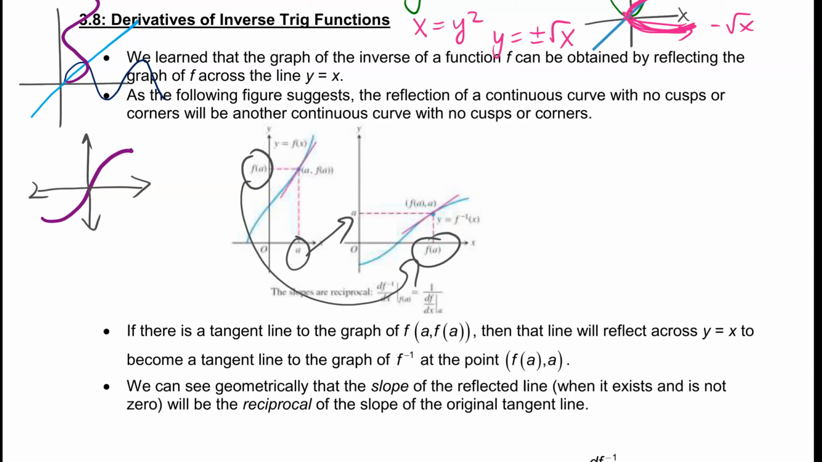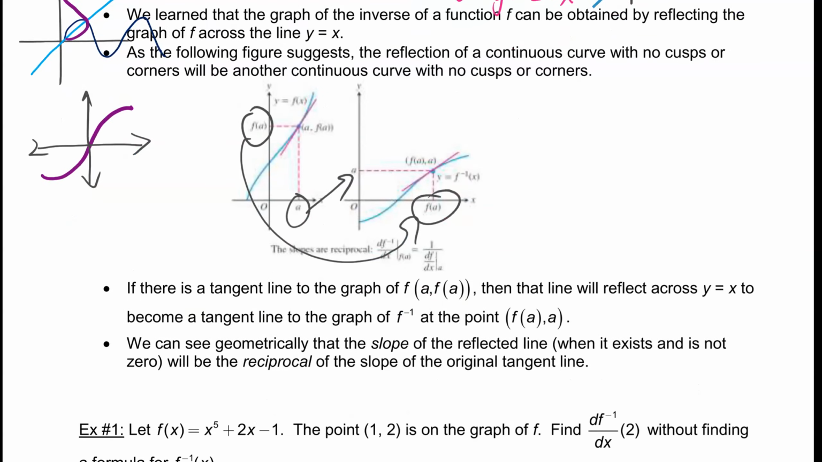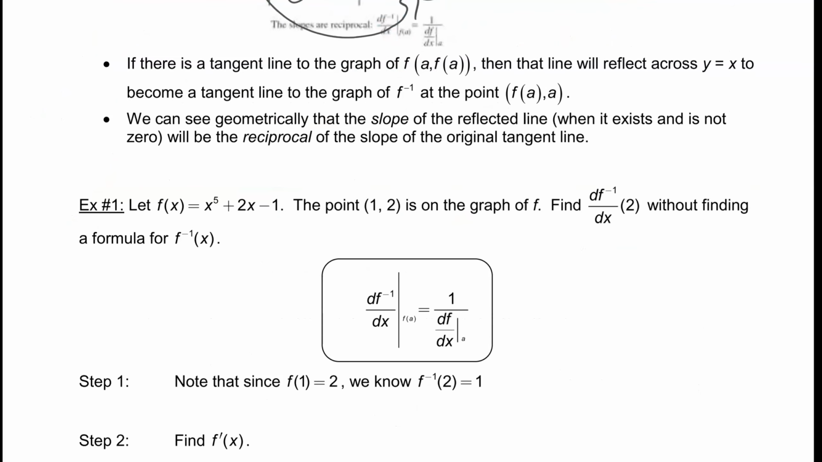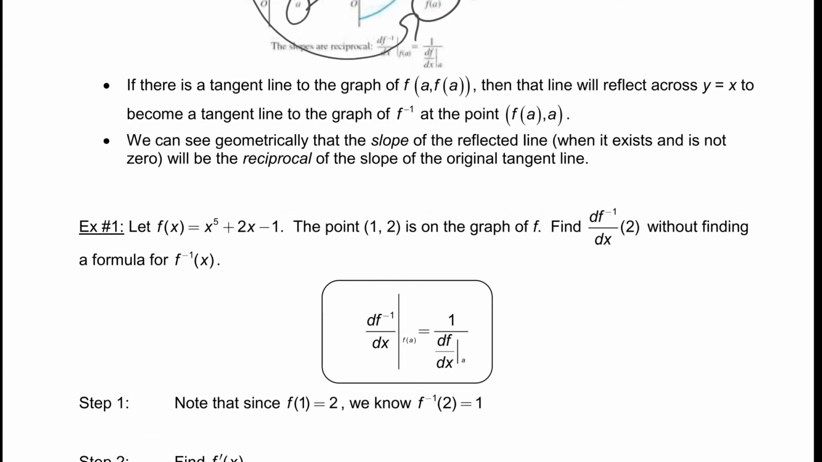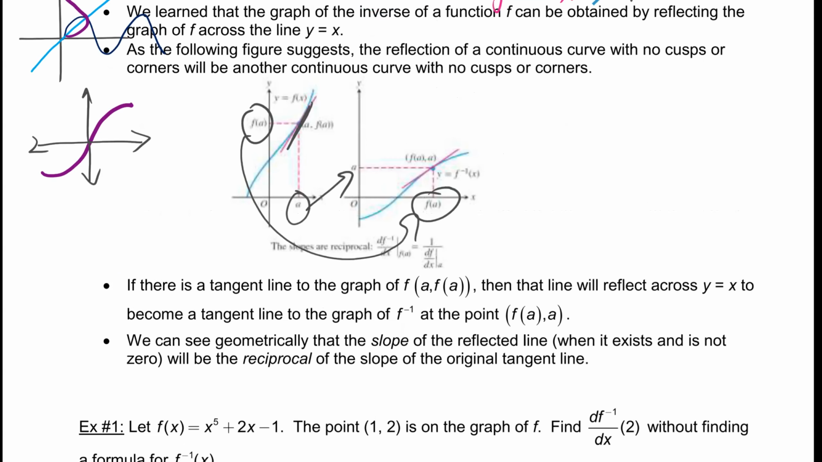Okay, so how does my slope change? You can see it's going to be the reciprocal of the slope of the original tangent line. That's more or less the hardest part. So let's say this slope is 2/3, what would the slope of this line be? 3/2. It's just literally the reciprocal.